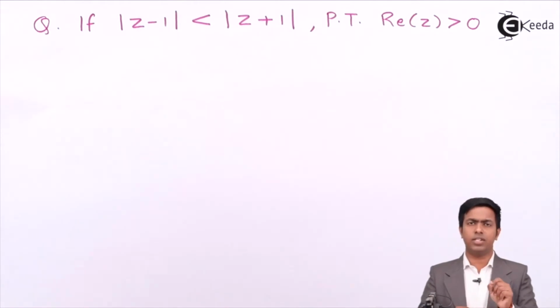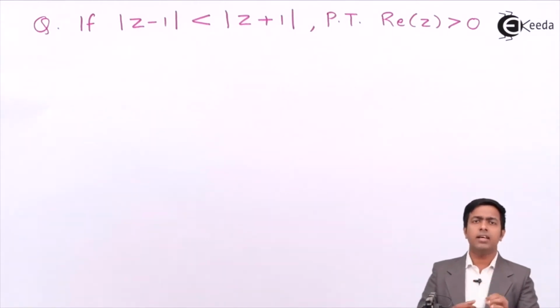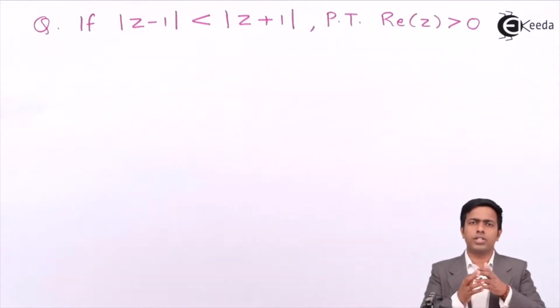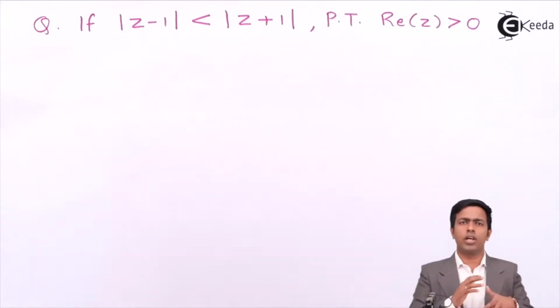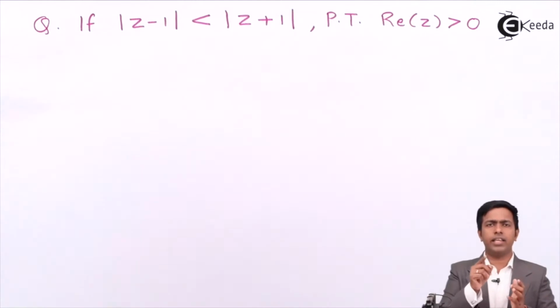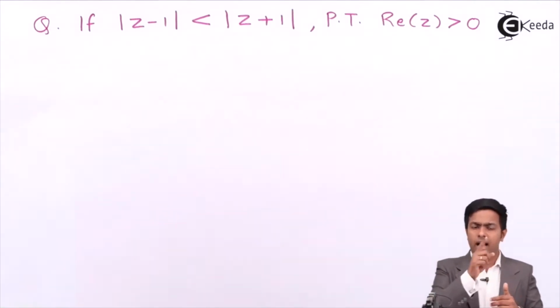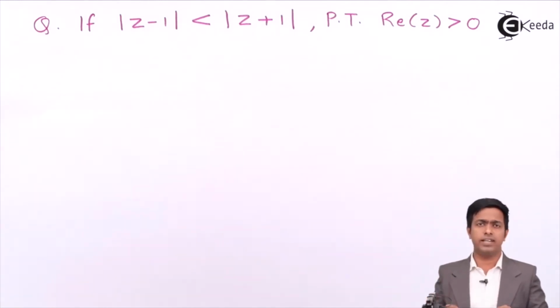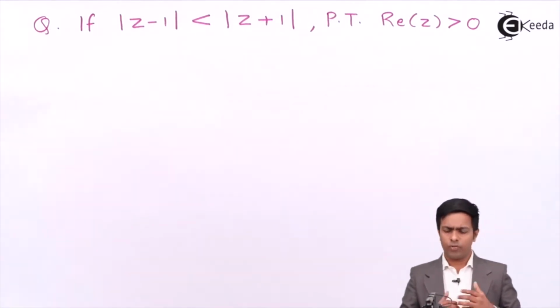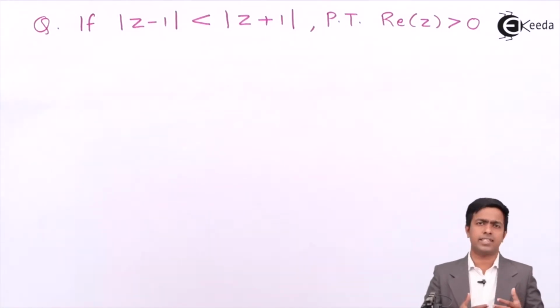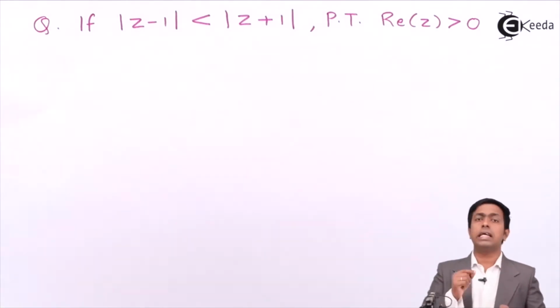So guys, let me tell you, this Re represents the real part of z. z is a complex number, so it has two parts, real and imaginary. The real part is generally denoted by Re of z, and the imaginary part is normally denoted by Im of z. So these are the notations. What we have to show is that the real part of z, which is x, is greater than 0.